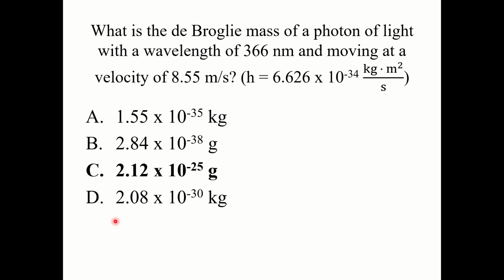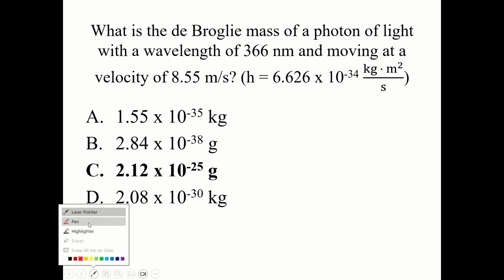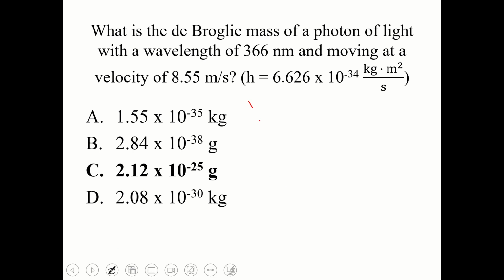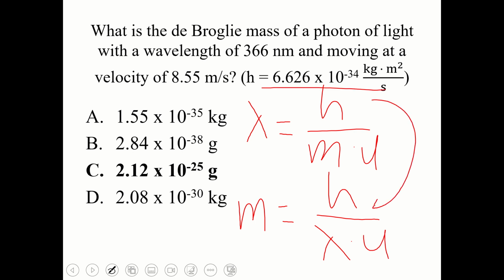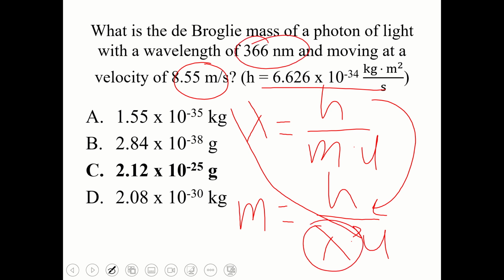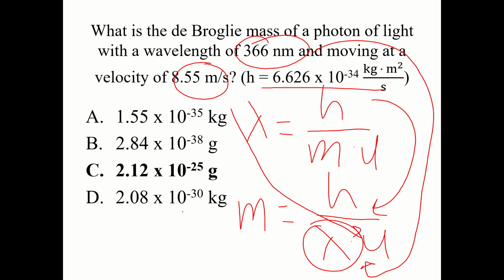All right, the correct answer here is C, 2.12 times 10 to the negative 25th grams. Your equation is lambda equals h over m times u. Now you're solving for mass, so I'm going to rearrange this equation to solve for mass, and you get h over lambda times u. You plug this value in for Planck's constant, you plug this value in for the velocity, and the wavelength you just need to convert to meters, then plug it in, solve, and you should end up getting a mass of 2.12 times 10 to the negative 25th grams.